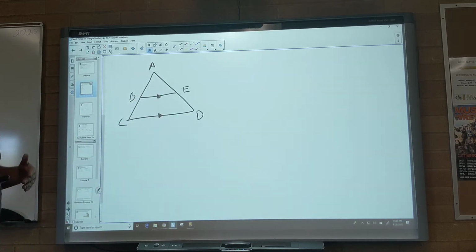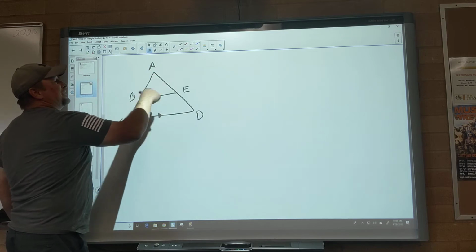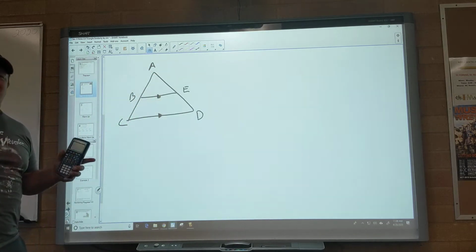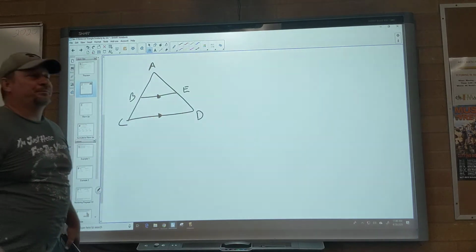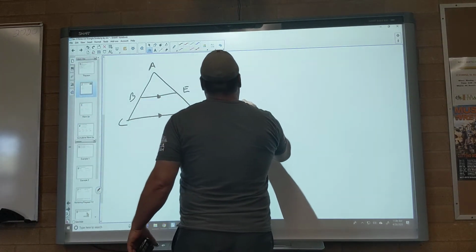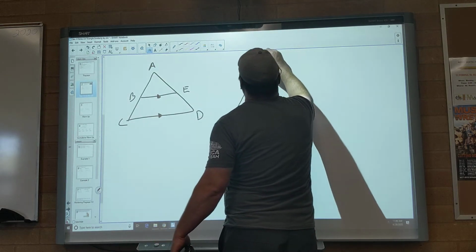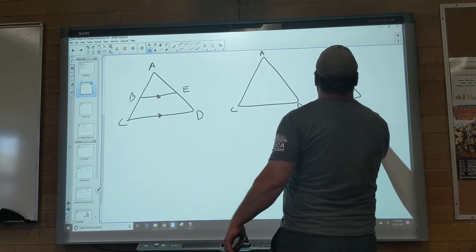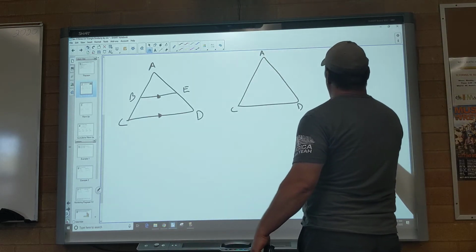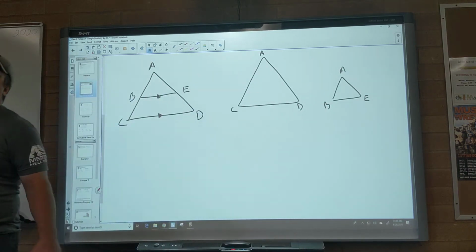You have to be able to see within this picture multiple triangles. There is the big triangle and there is the little triangle. Anytime I have triangles inside of triangles with a parallel line, I pull them apart. When I pull them apart, I do them like this. I draw one just the way it was, A, C, D, and then I draw the one that's smaller, A, B, E.